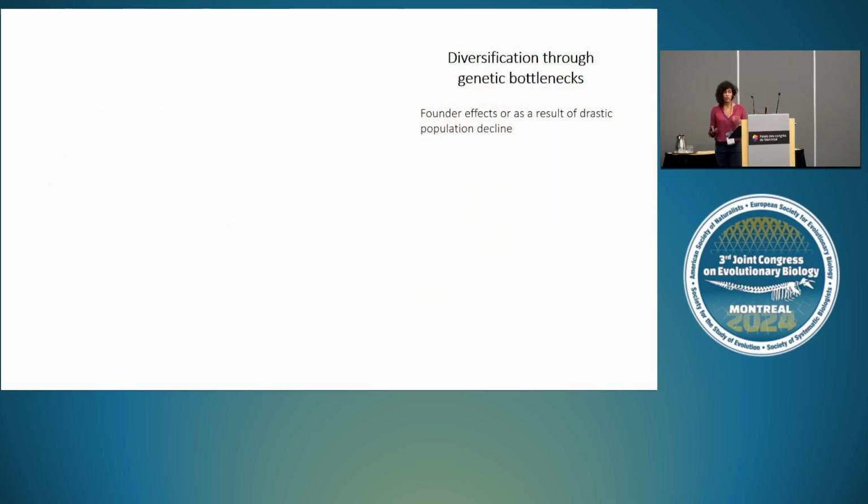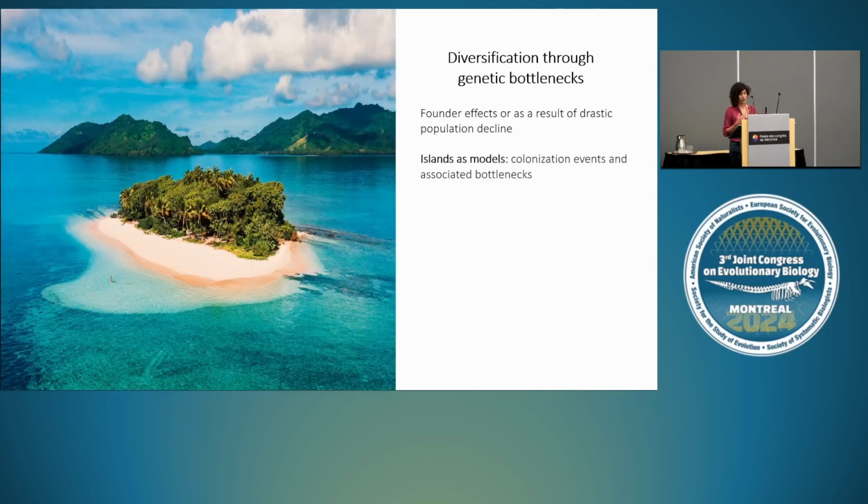So, diversification of species can happen through several processes, and one of them is through genetic bottlenecks, via founder effects, or as a result of drastic population decline. And in this context, islands can be seen as great models because of the colonization events and associated bottlenecks that lead to different biological entities.